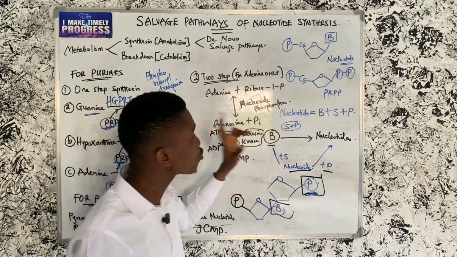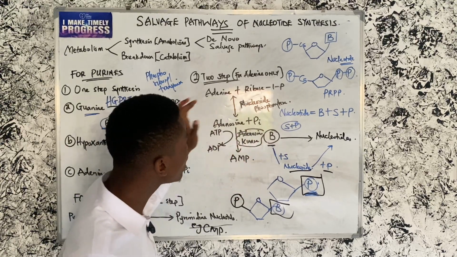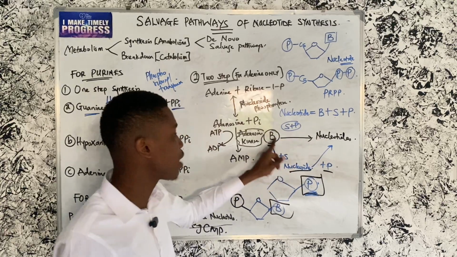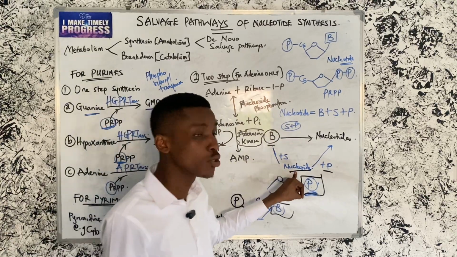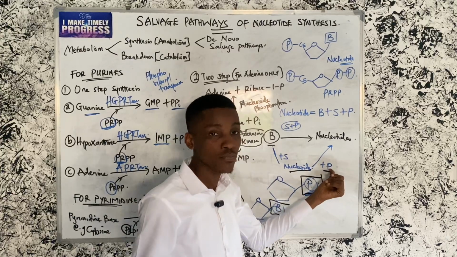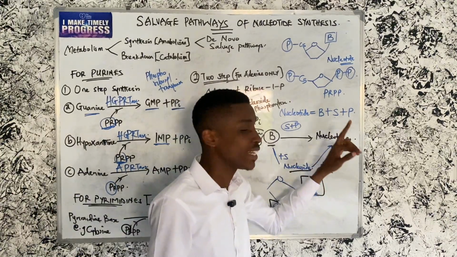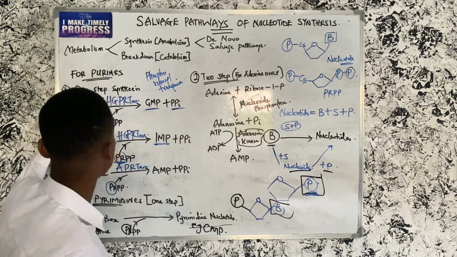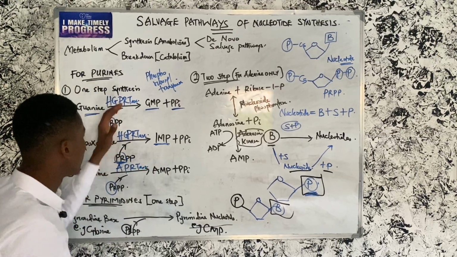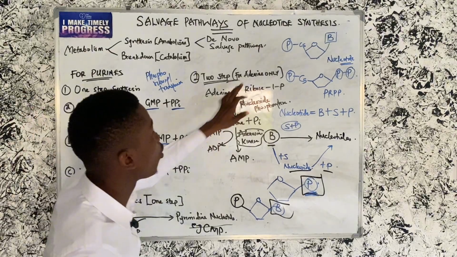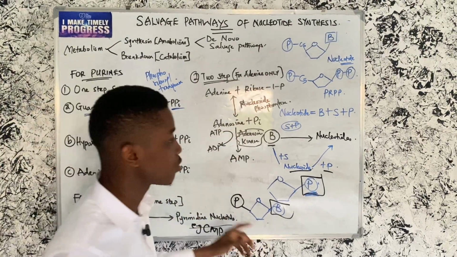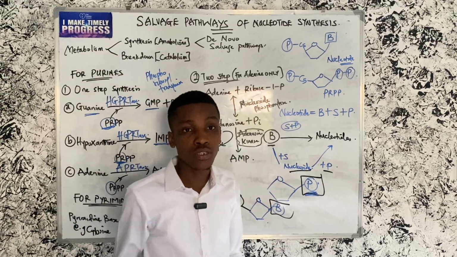Whereas when I'm dealing with two-step synthesis, which is only done by adenine, in that two-step synthesis, I'll add sugar first to the base to form a nucleoside. Then I add phosphate to the nucleoside to now form a nucleotide. So who can do one step in purines? All. Guanine, hypoxanthine, adenine. Then in two-step, only adenine. Pyrimidines do one step. So they are transferring both at once.